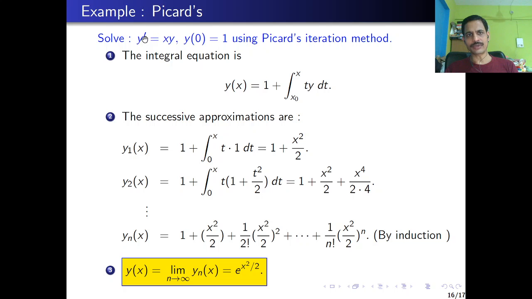Now if you solve this equation by the direct method, you are also going to get the same solution, because this is variable separable form. This can be written as dy by y is equal to x dx. So we get ln mod y is equal to x square by 2, which is the same as y is equal to e raised to x square by 2. So we get by the direct method as well as by Picard's method the same solution for this initial value problem.